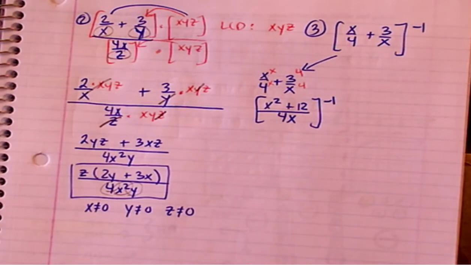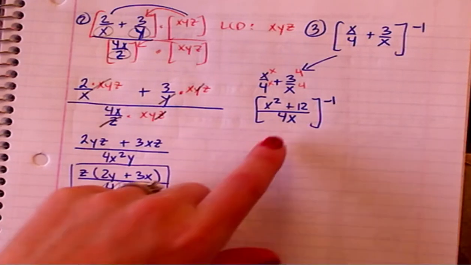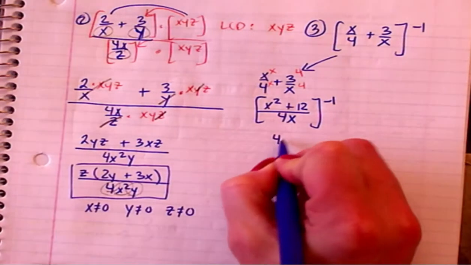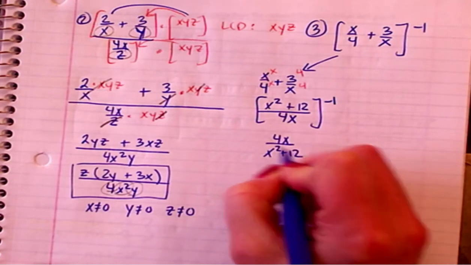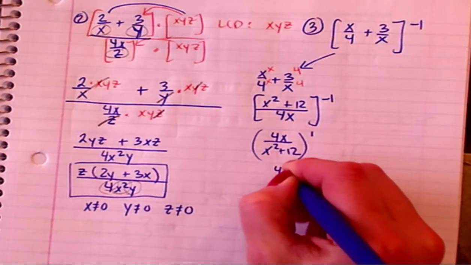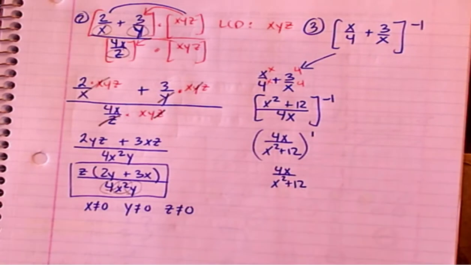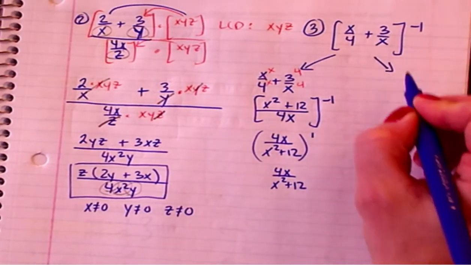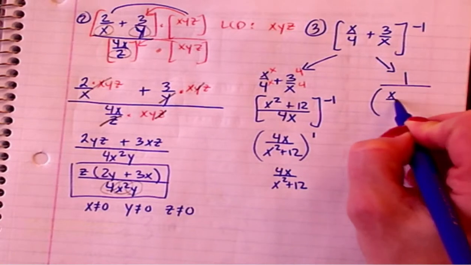Negative 1 power means flip the fraction. But notice that there's no operations to be done inside of the parentheses. That's kind of mixing your rules from Unit 5 to this unit where I put an exponent there. I don't need the 1 power, so it's just 4x over this. You have to be careful with the operations. Because this inside is not simplified, if I were going to do it the other way, I would do it like this.